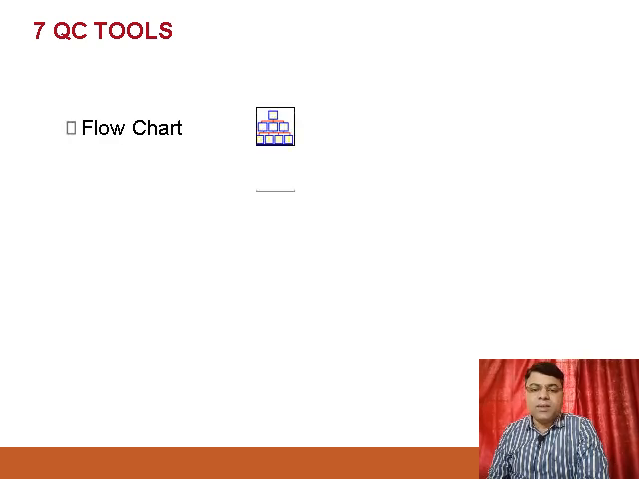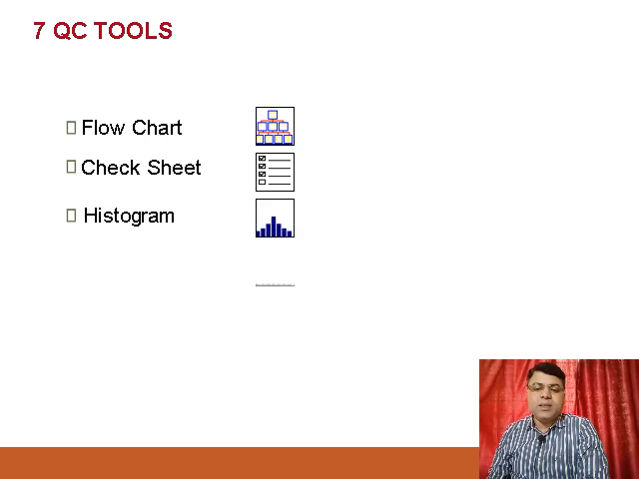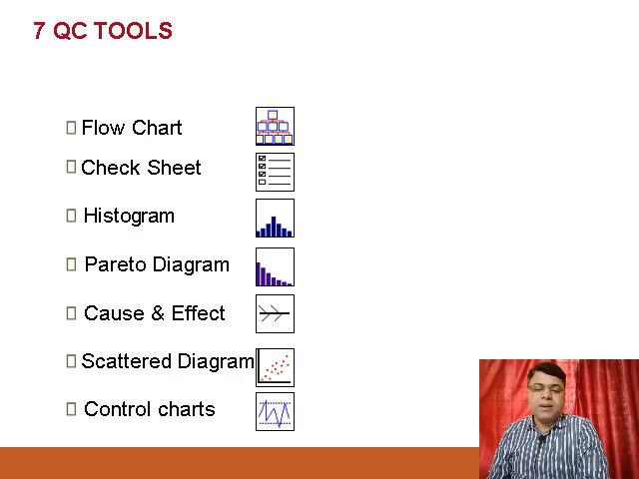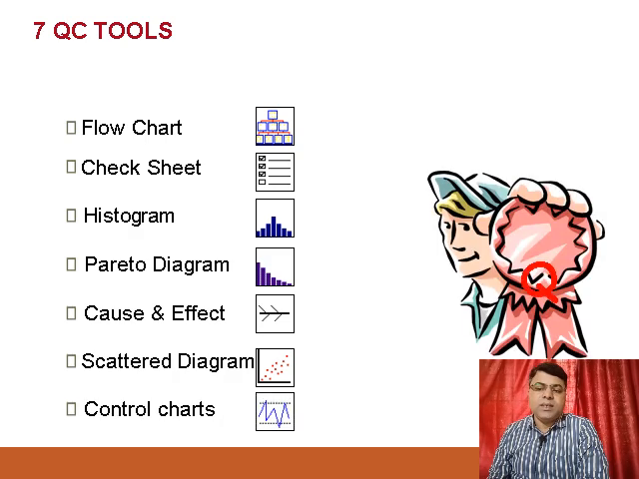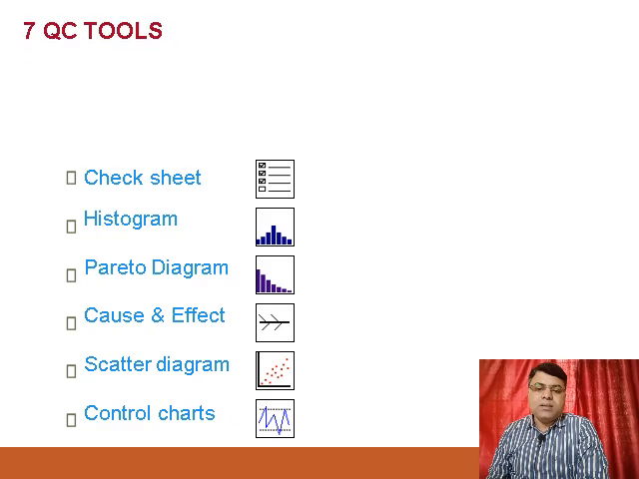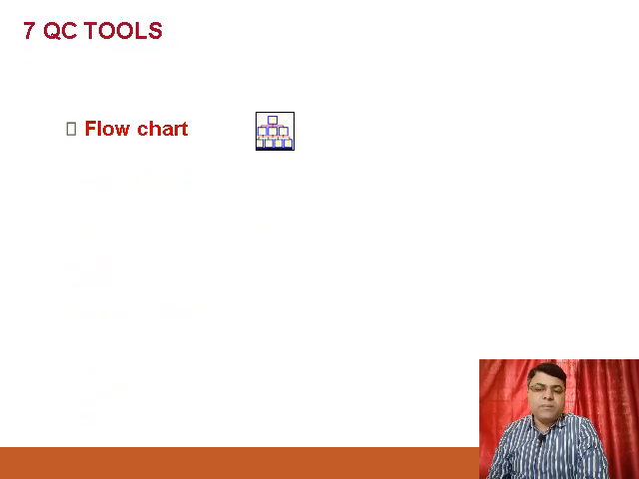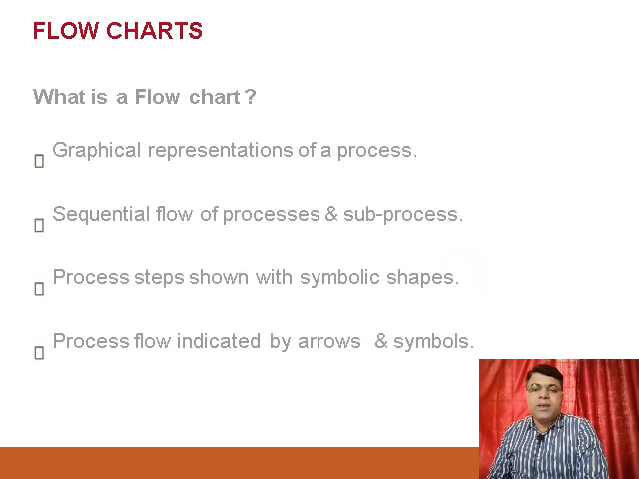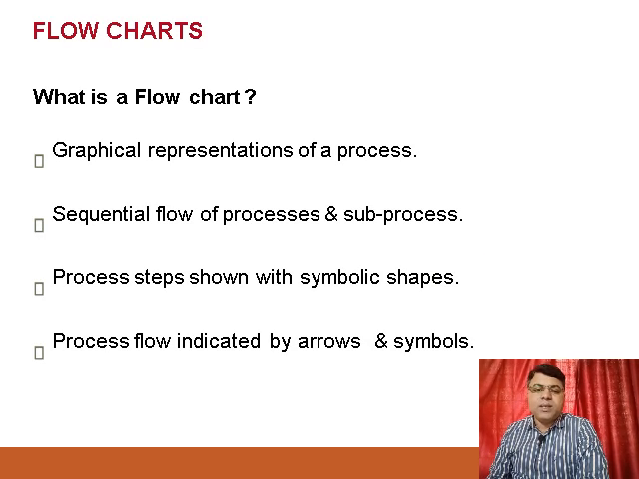So starting with 7QC tools, first we will understand what the 7QC tools are. First is flowchart, second is check sheet, third is histogram, then Pareto chart, cause and effect diagram, scatter diagram, and control chart. These are the 7QC tools. So let's start from flowchart. Friends, flowchart is the systematic or graphical representation of any process which we can take for analysis. It shows the sequential flow of process and sub process.